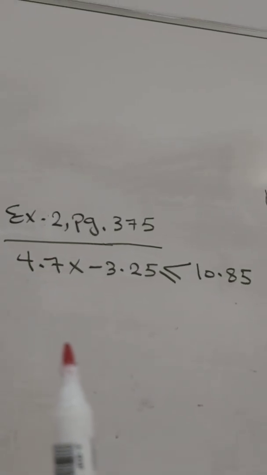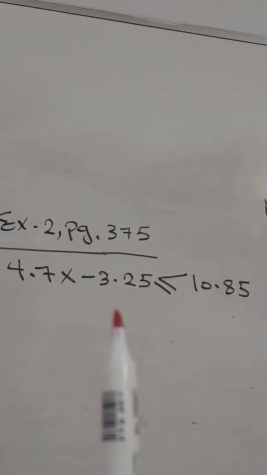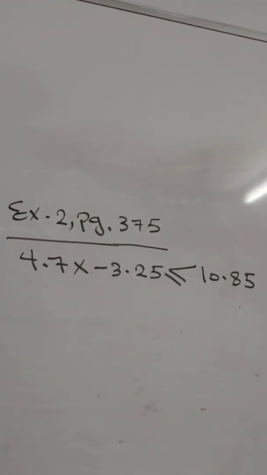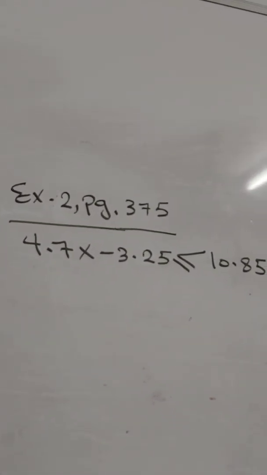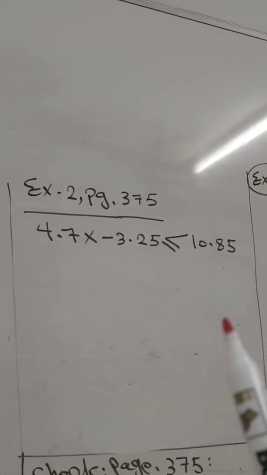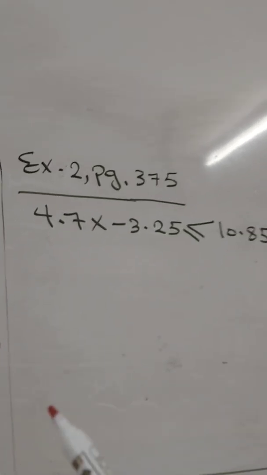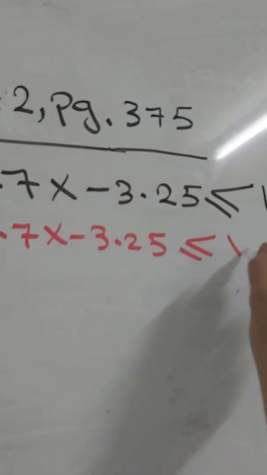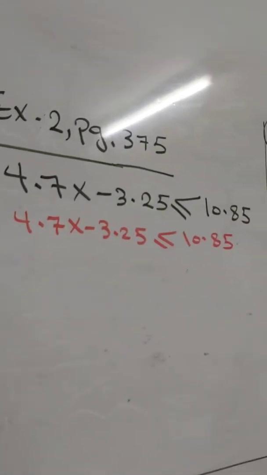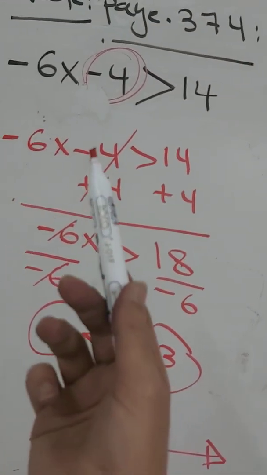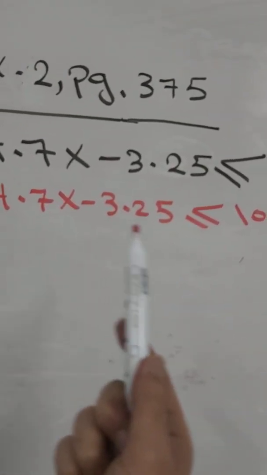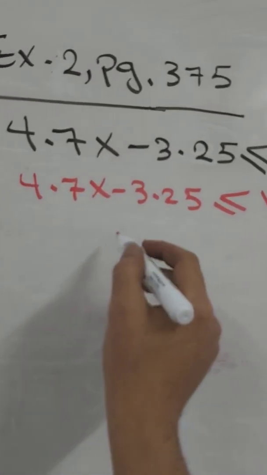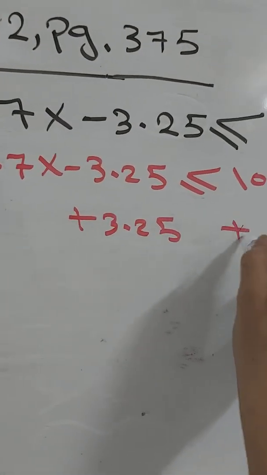We have this example, solve the following inequality, 4.7x minus 3.25 less than or equal to 10.85. Now guys, we will solve this inequality. Let's rewrite the inequality first: 4.7x minus 3.25 less than or equal to 10.85. Now what we will do, guys, as we did here, we get rid of this negative 3.25. It's subtraction, so we will add 3.25 on both sides.